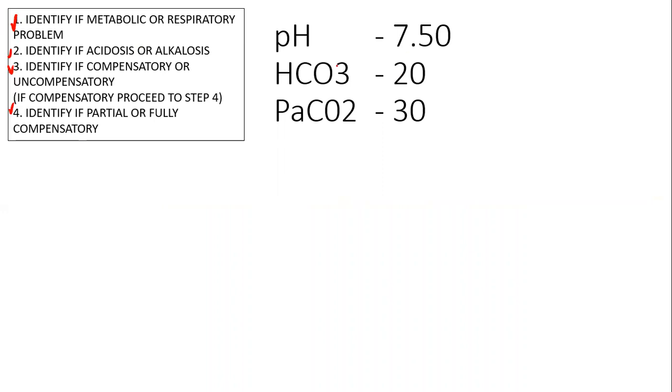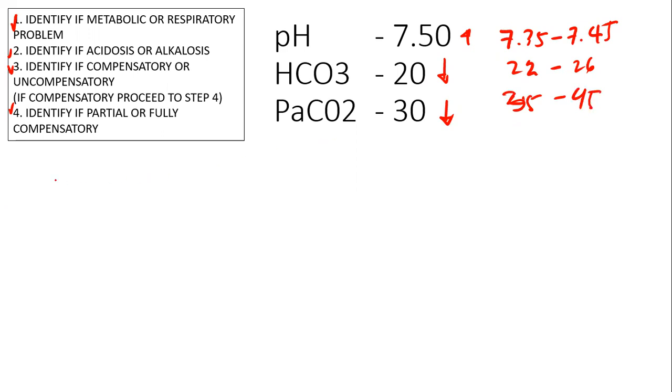Okay, so let's try to answer it. First, you have to identify if it's metabolic or respiratory. So let's put an arrow up, arrow down, and then arrow down. So remember your normal values, you have to memorize them. 7.35 to 7.45. We have 22 to 26. We have 35 to 45. So number one, identify your ROME. PaCO2 is arrow down. Then pH is arrow up. So it is respiratory. Check.